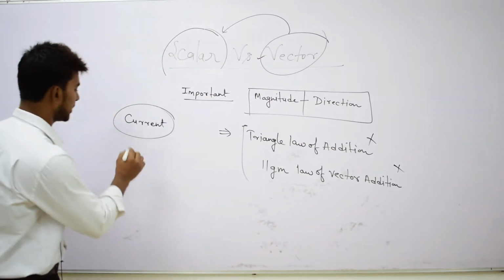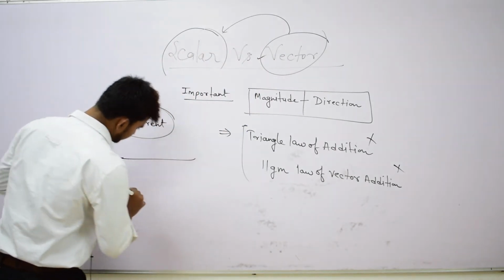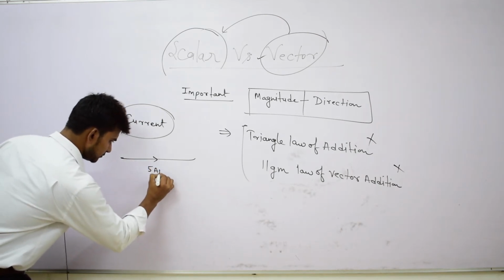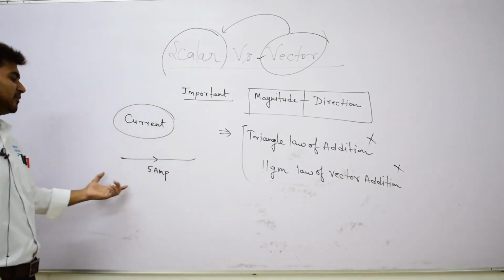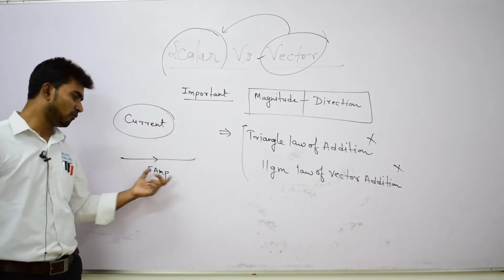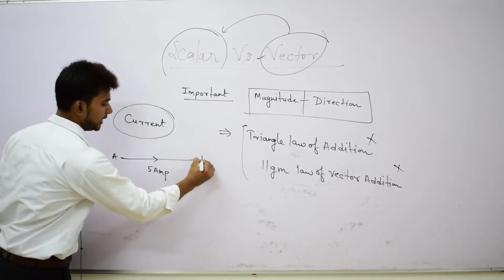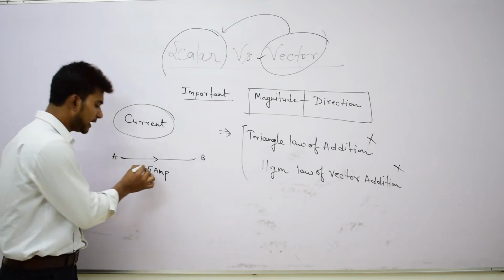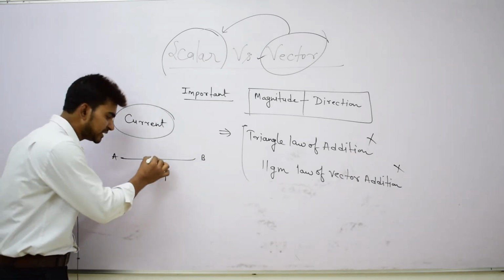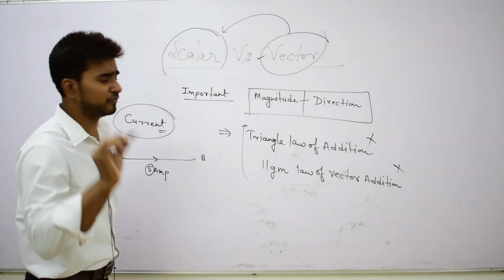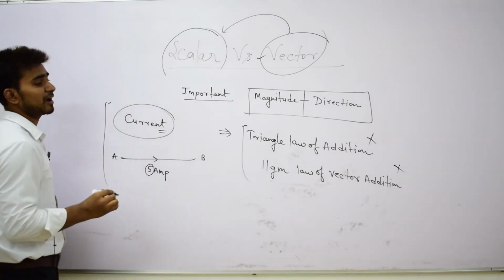For example, let's suppose I am just giving you a basic example. Let's suppose one wire is there in which the current is just flowing from A to B in a particular direction, having magnitude as well as the direction. But this current is not a vector quantity, which is a very important thing. Current is not a vector quantity.